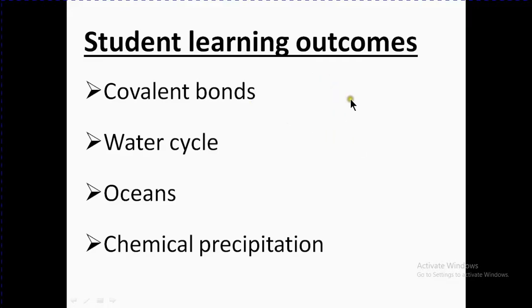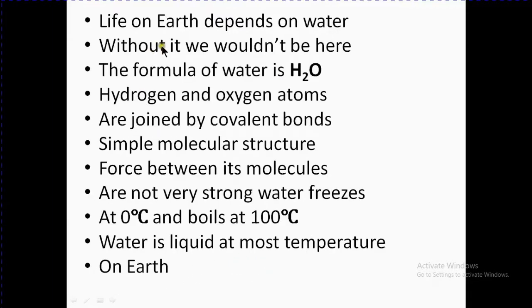Student learning outcomes: covalent bonds, water cycle, oceans, chemical precipitation. Life on Earth depends on water. Without it, we would not be here. The formula of water is H2O. Hydrogen and oxygen atoms are joined by covalent bonds.